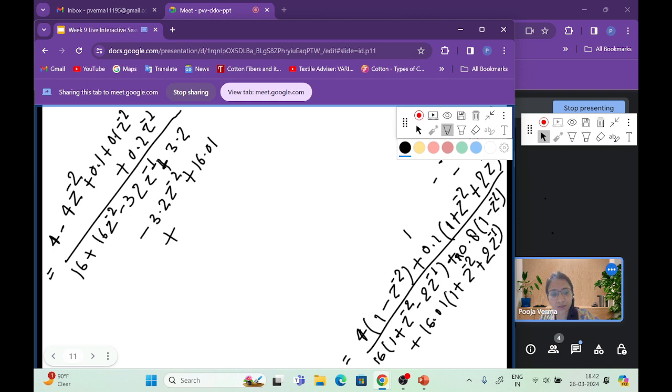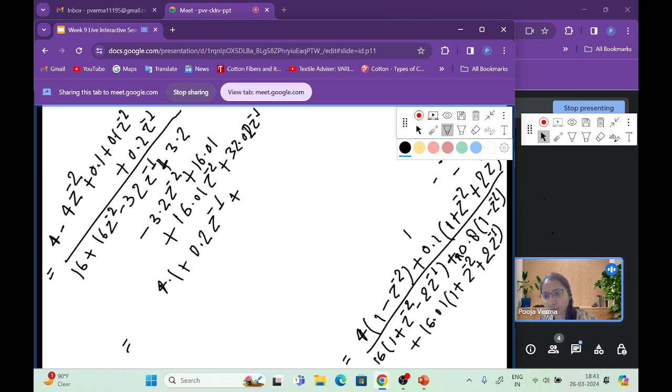After that I am writing here. I am just multiplying with these numbers. 16.01 z to the power minus 2 plus, if you multiply 16.01 by 2, that will be 32.02 z inverse. Okay, now if we solve that, we will get 4.1 here, 4 plus 0.1, 4.1, plus 0.2 z inverse.